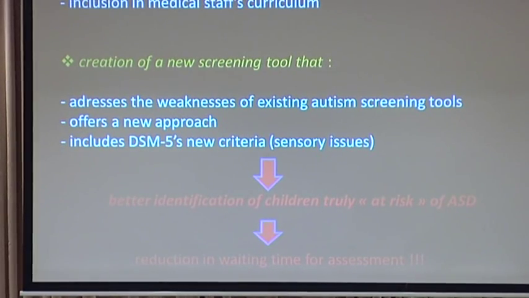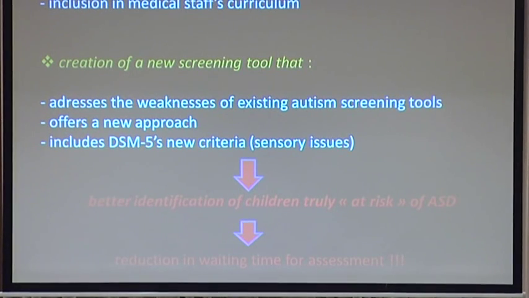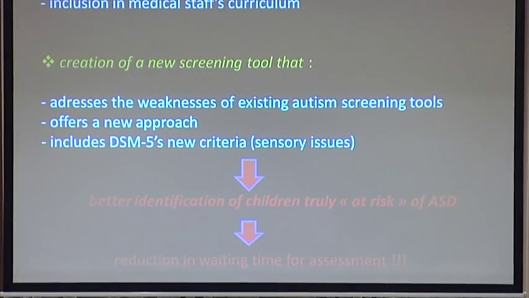I mean, in our clinic it's not too bad, it's 3 months. Some parts in Belgium and France it could be up to a year. So what's the point of having to wait 1 year to have your child assessed? I don't know about that.